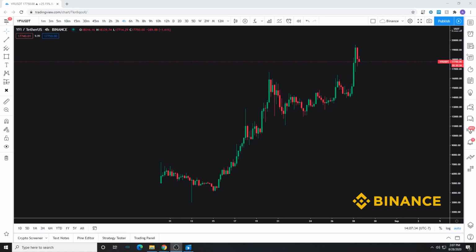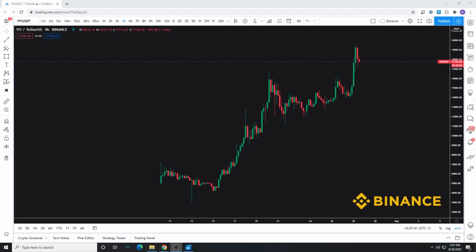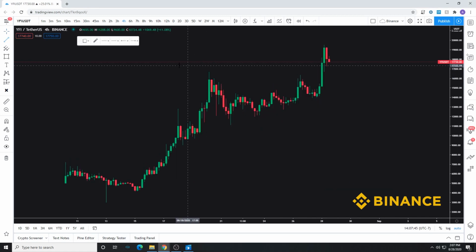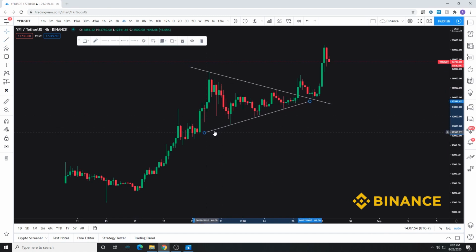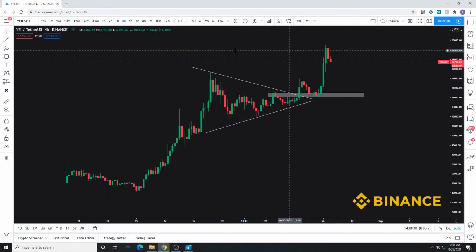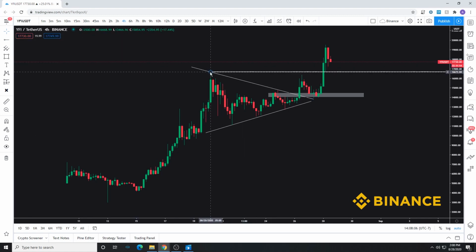Next coin is YFI, Wi-Fi, however you want to pronounce it. We're gonna go straight to the 4 hour just because there's not much price action to work with. So on the 4 hour, you're gonna see the breakout here, right? So nice little breakout. Boom. All right, so price broke out here, retest, held, pumped.